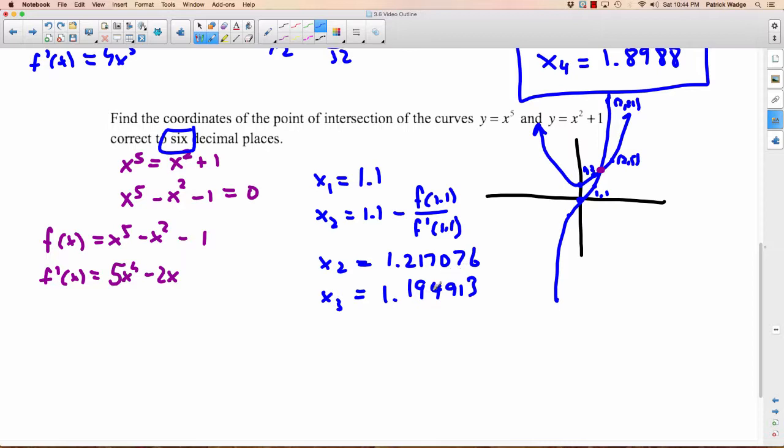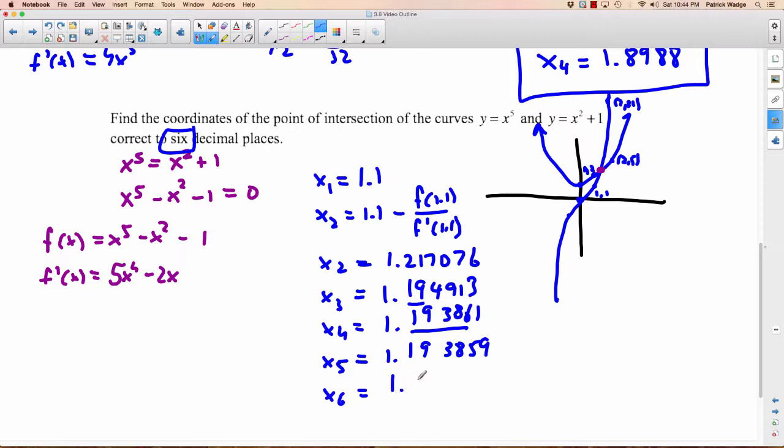1.194913. So obviously we've got a little ways to go. We don't have even the first number after the decimal the same. x4 you would get 1.193861. Okay, we've got 2 the same. We want 6 the same. Little ways to go. x5 is 1.193859. Oh, it's looking good now. We're all the way to 4 the same. So let's hope for x6 that we get 6 the same.